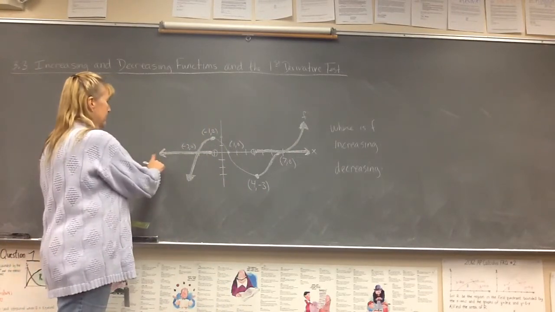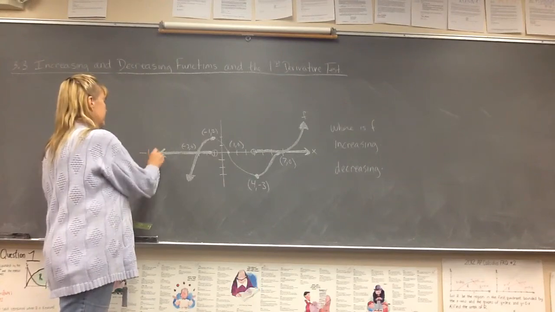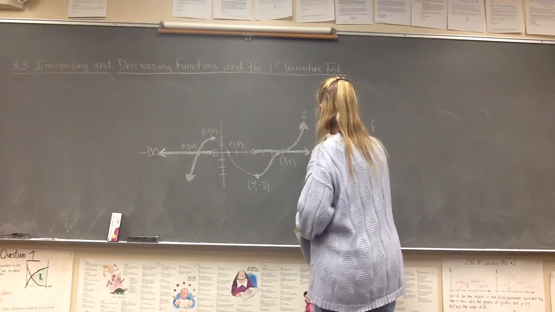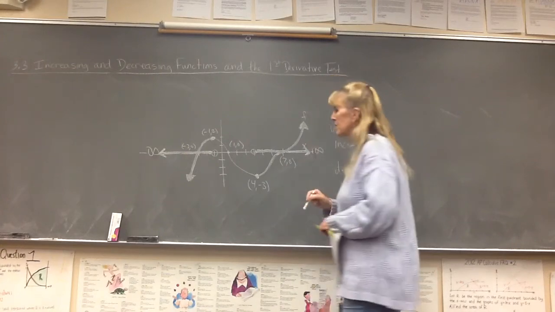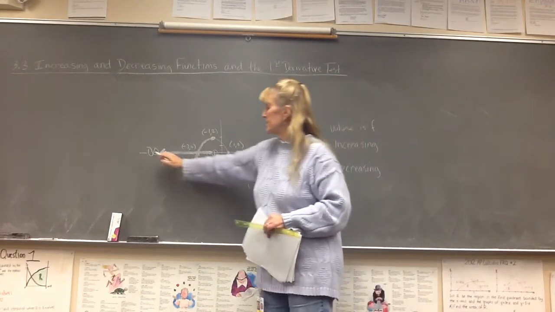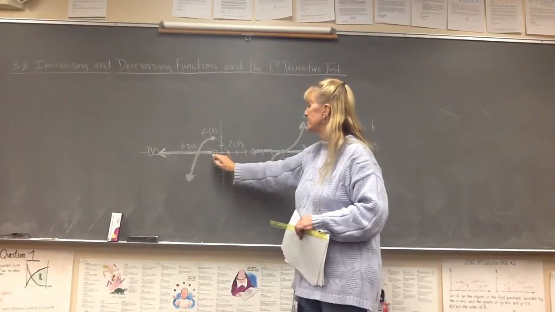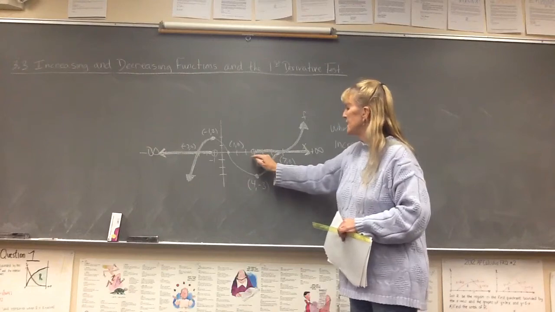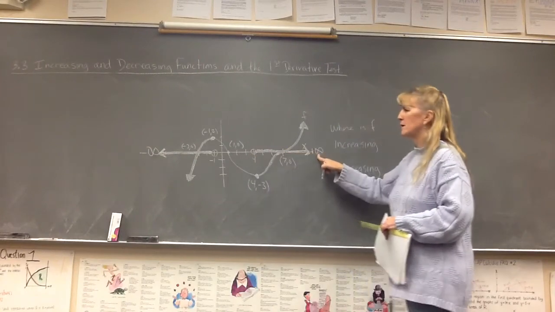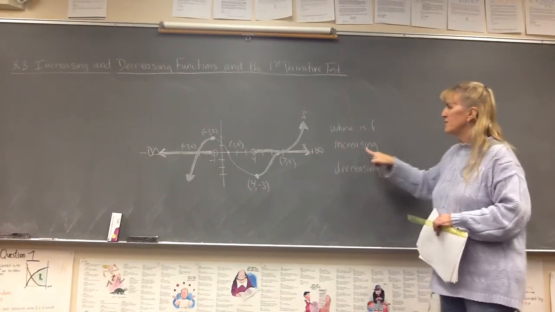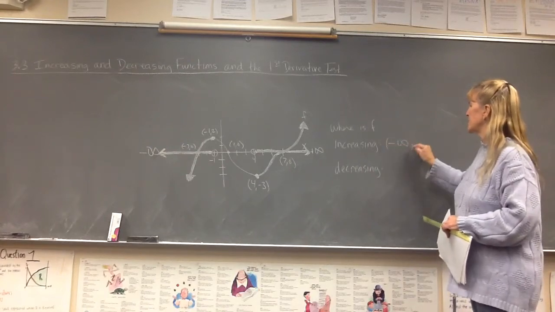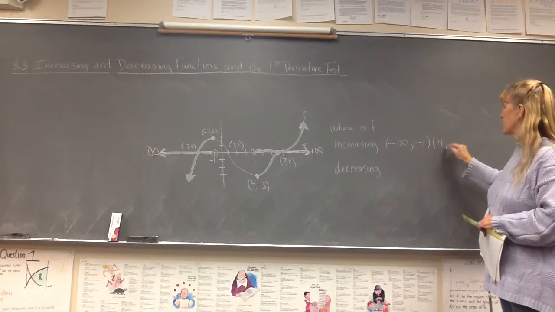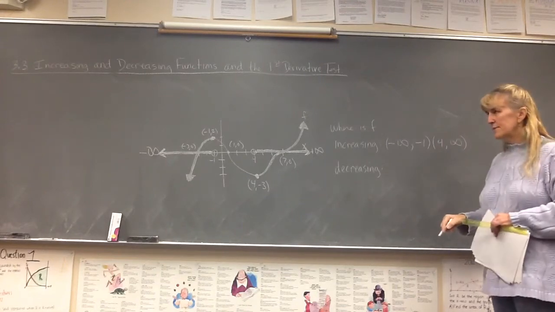This over here, I'm not going to label an x on this side. We're going to say this is negative infinity, and this is positive infinity. Still my x-axis. So we're going to shade from negative infinity all the way to negative 1. And then we're going to start shading again at 4 all the way to positive infinity. So my function increases from negative infinity all the way to negative 1, and then starts increasing again at 4 all the way to positive infinity.